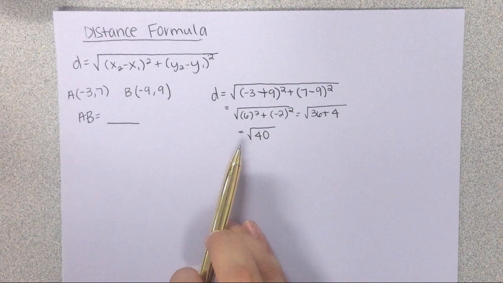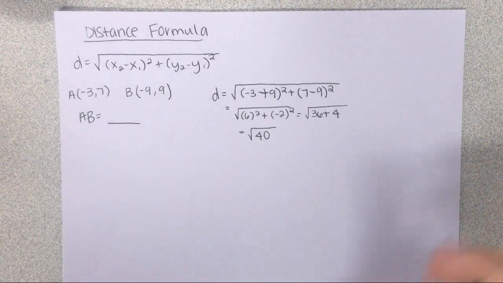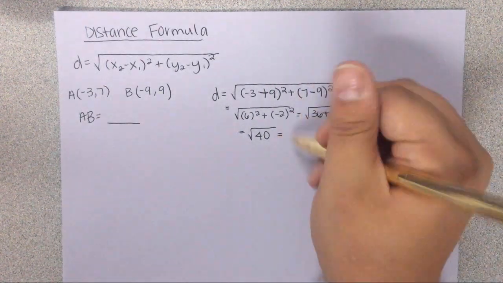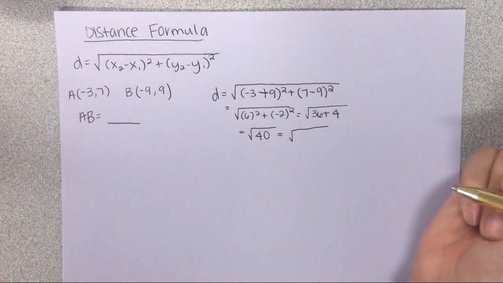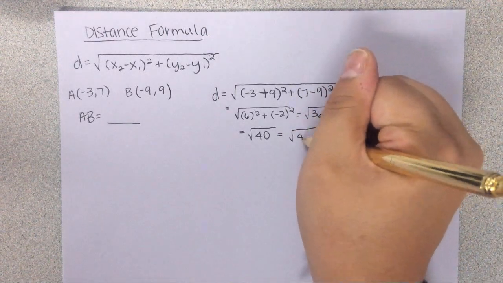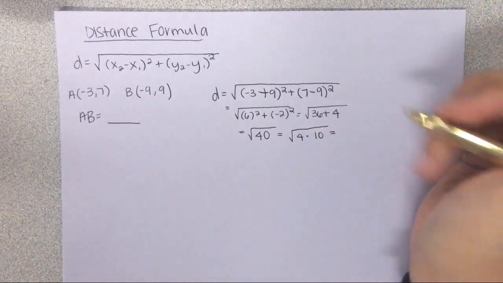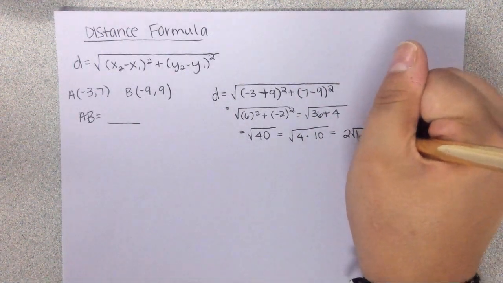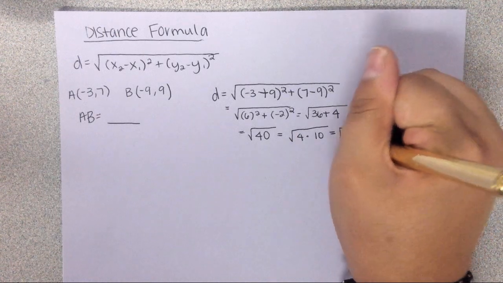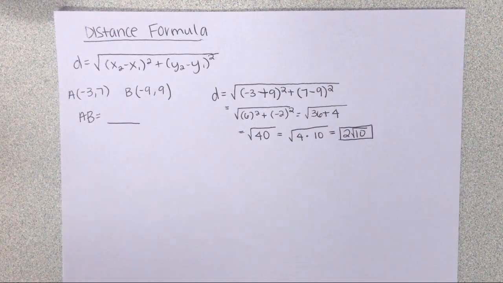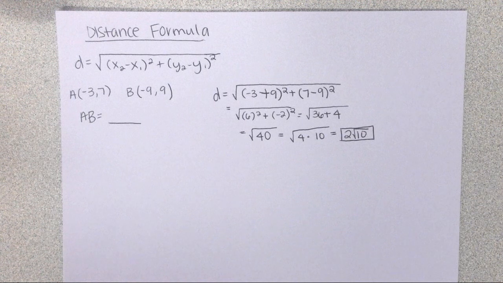Now, I can't end there. You can do the tree. I'm not going to do the tree. What perfect square divides by 40? 4 times 10. What is the square root of 4? 2 square roots of 10 is my answer. And that's to sum up what we learned yesterday.